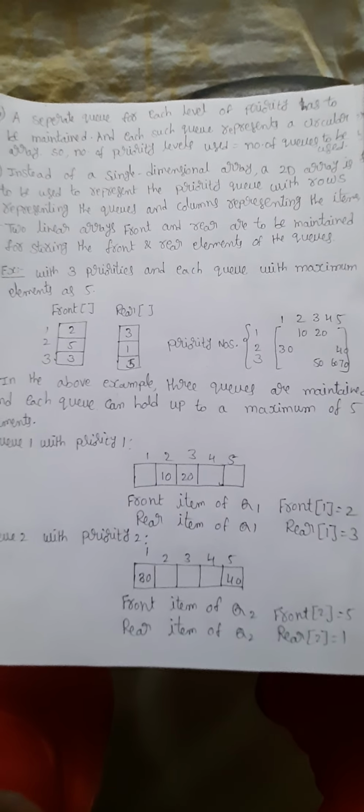So the number of priority levels used is equal to the number of queues to be used. That means we are going to define the priority levels, and for each and every level of priority we are using a separate queue. So the priority levels used will be equal to the number of queues to be used.